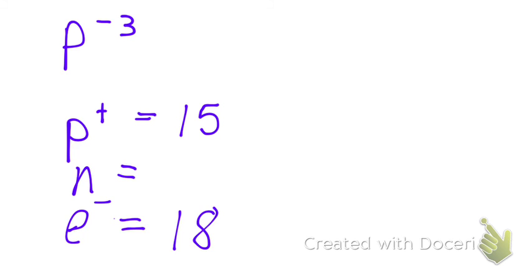Okay, and then what about neutrons? 16. Good. Atomic mass, 30.97, so we round up to 31. We take 31 minus 15. That gives us 16. Okay, are we good with that?